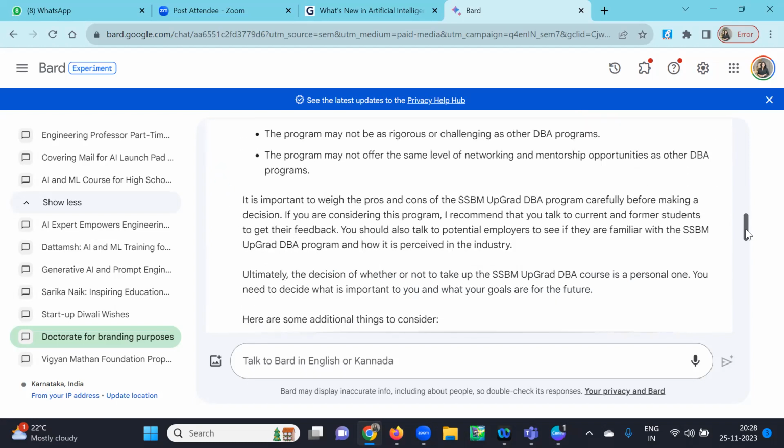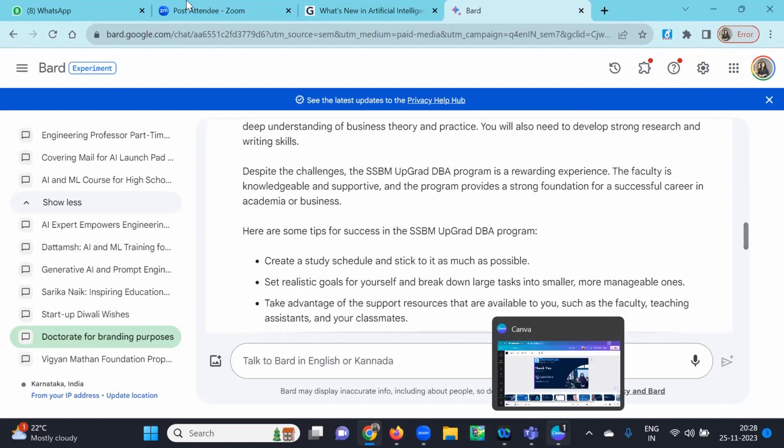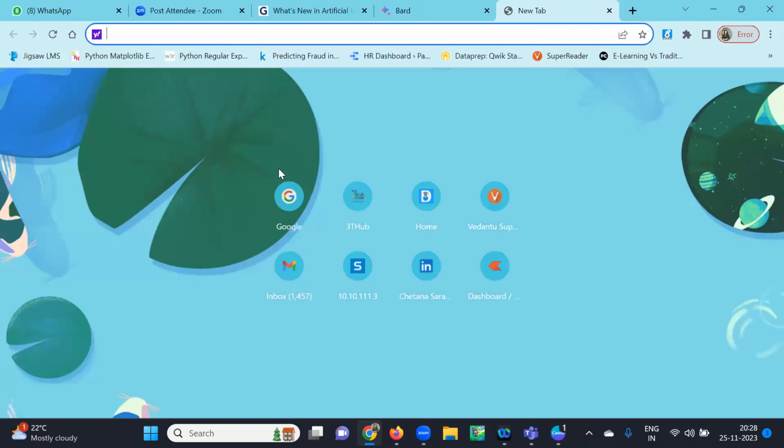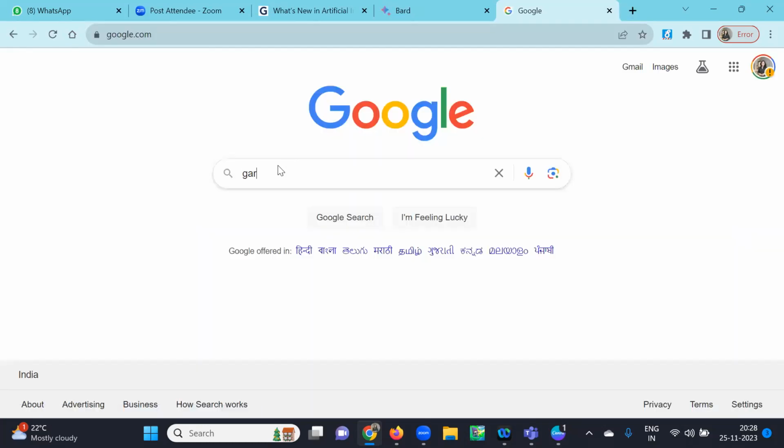So that was a little bit about prompt engineering and generative AI. Now I would just like to show about the Gartner Hype Cycle.